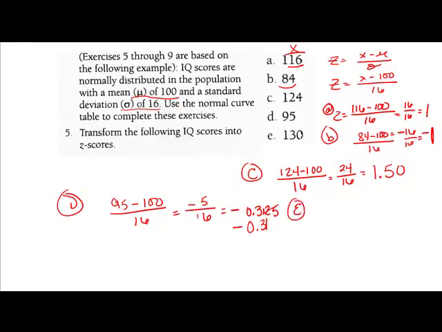And finally E, 130. 130 minus 100 divided by 16 equals 30 divided by 16 equals, consult my calculator, 1.875, but remember a z-table only uses 2 digits, so it's actually going to be a 1.88.